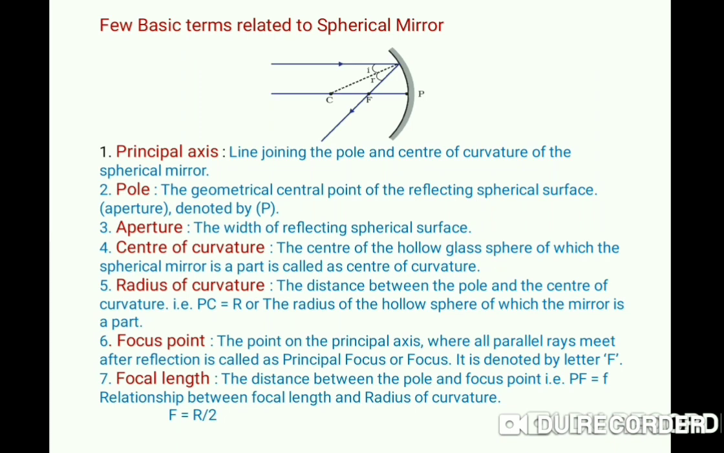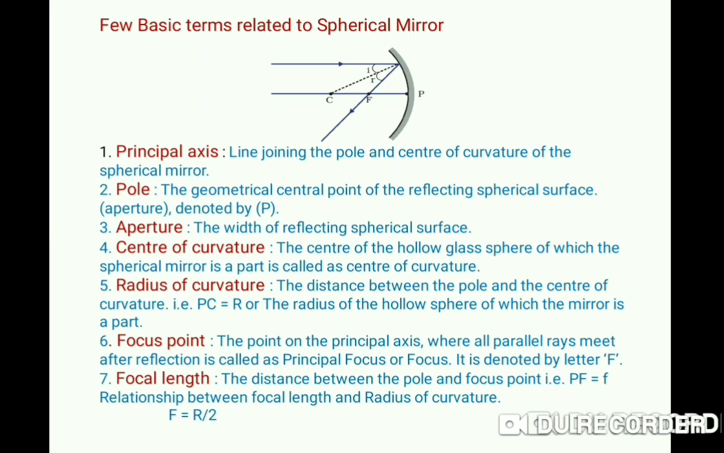So the principal axis is what? The line joining the center and pole is called the principal axis. Now, one question should be in your mind: what is the pole? The center point of the reflecting spherical surface is called the pole, denoted by P.